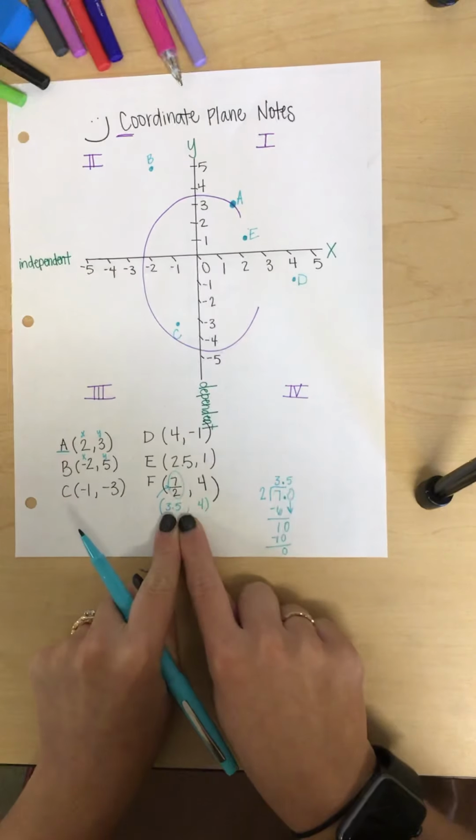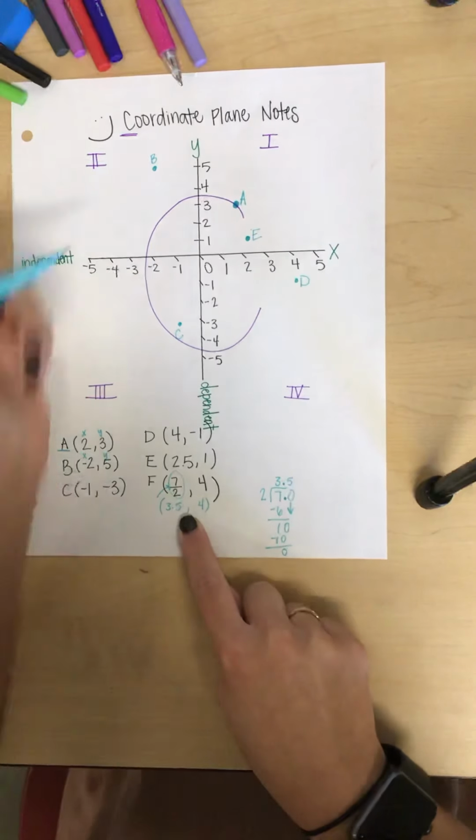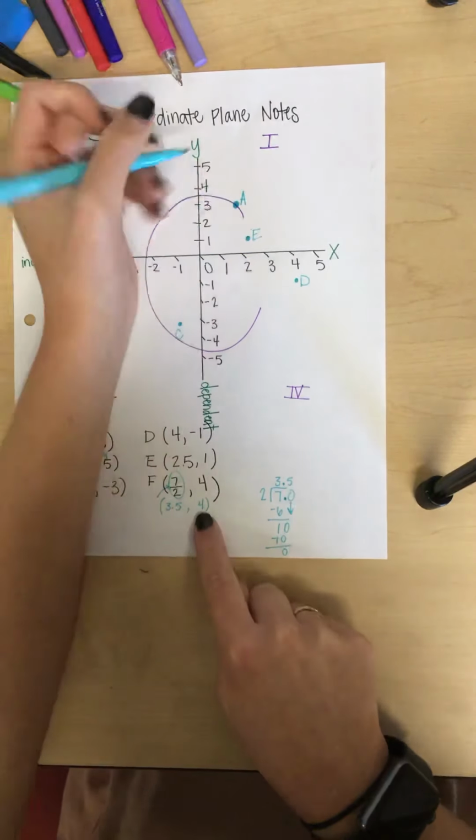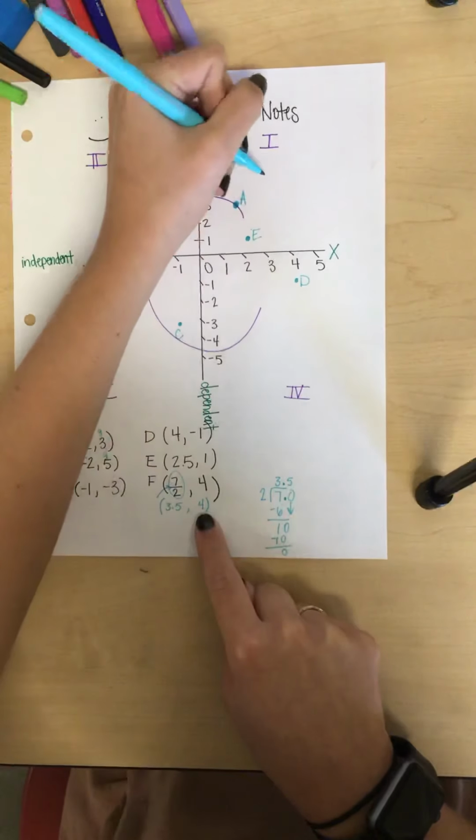So on our last point, we're going to go over 3.5, which again is halfway between 3 and 4, and we are going to go up 4.